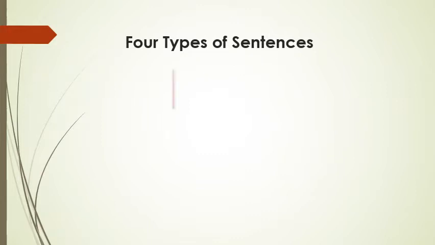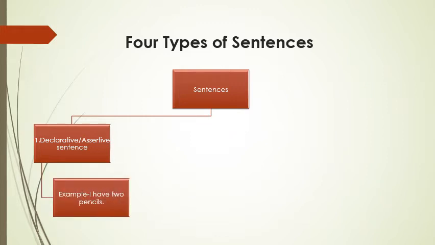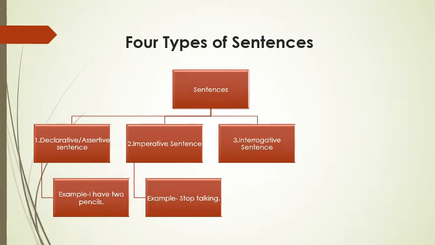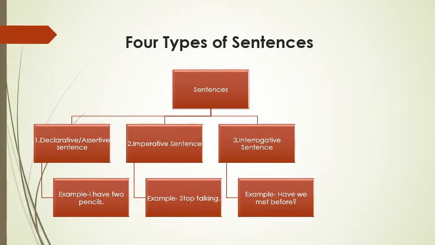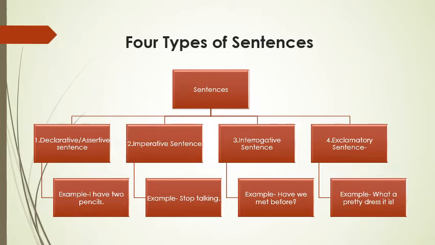Then we have discussed the four types of sentences. They are: number 1, declarative or assertive sentence. For example, I have 2 pencils. Number 2, imperative sentence. For example, stop talking. Number 3, an interrogative sentence. For example, have we met before? And number 4, an exclamatory sentence. For example, what a pretty dress it is.